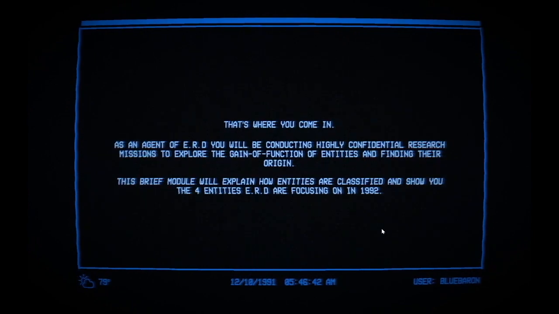That's where you come in. As an agent of ERD, you will be conducting highly confidential research missions to explore the gain of function of entities and finding their origin. This brief module will explain how entities are classified and show you the four entities ERD are focusing on in 1992.